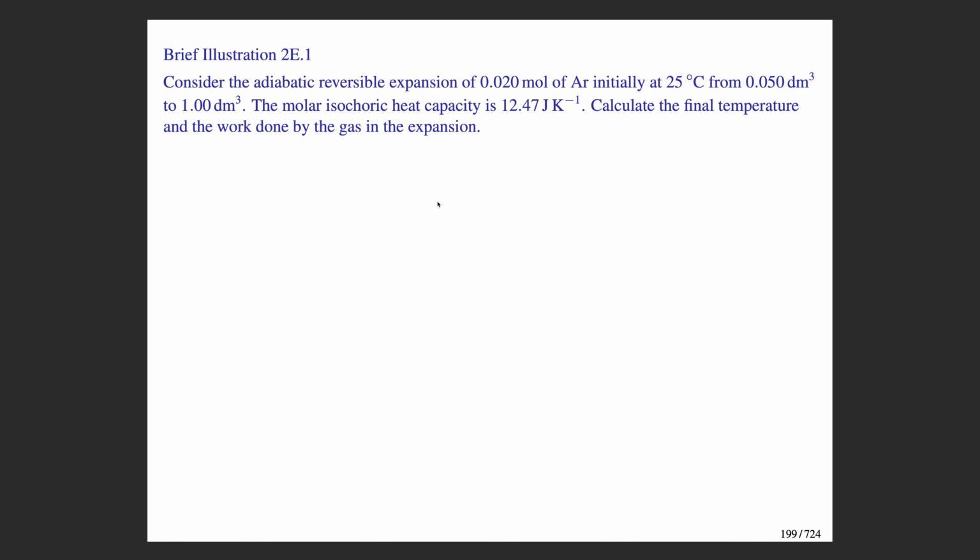I'm getting 289 Kelvin. So notice the temperature dropped from 298 to 289. So it dropped by about 10 degrees.